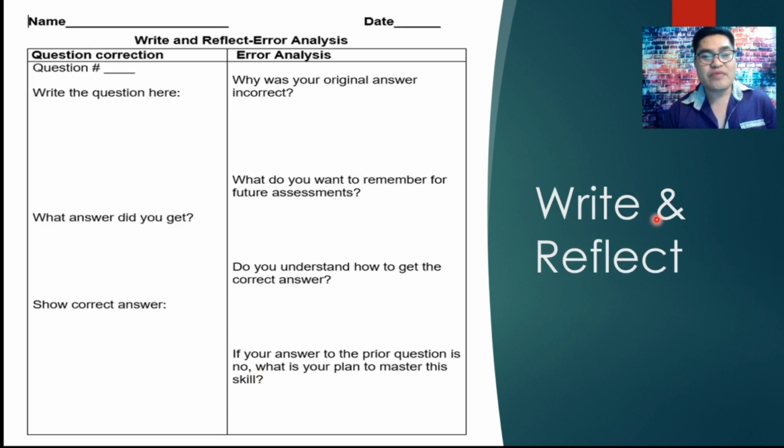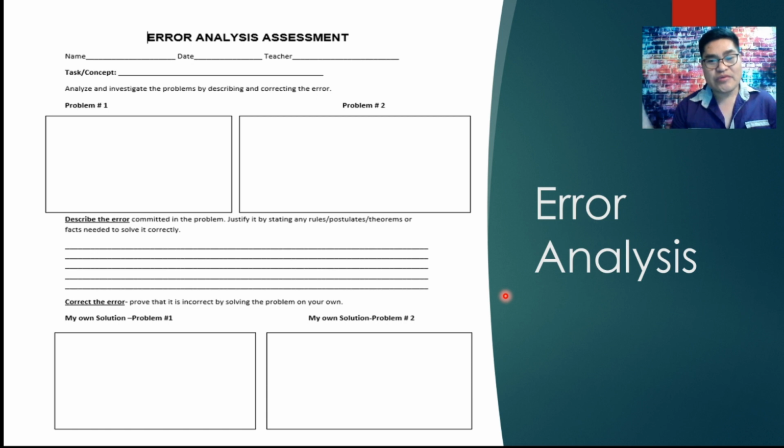Or they can use the Write and Reflect. So students write the question here. They will answer what did you get, show your answer, and then they will answer this question. So this is the Write and Reflect template. And also, you can use the error analysis template. So I have here two boxes, problem 1 and problem 2. Let the student identify the error and let them redo it. You can have one box here, okay, if you want, or one box here. So whatever approach you want, you may tweak it and adjust your graphic organizer when it comes to error analysis.